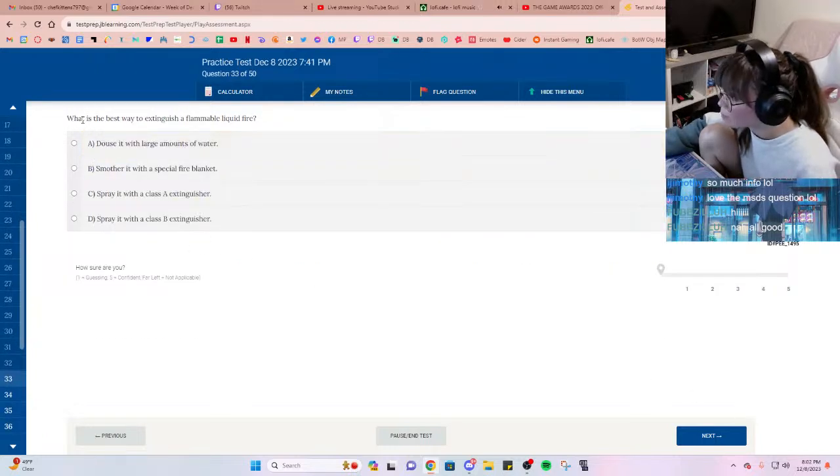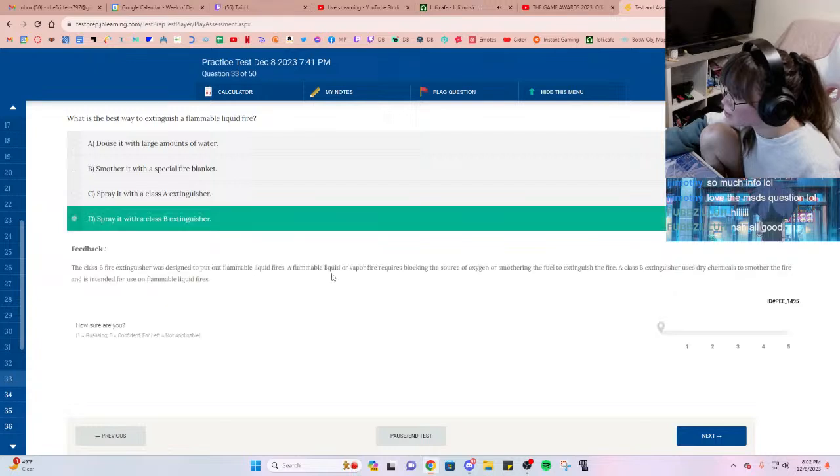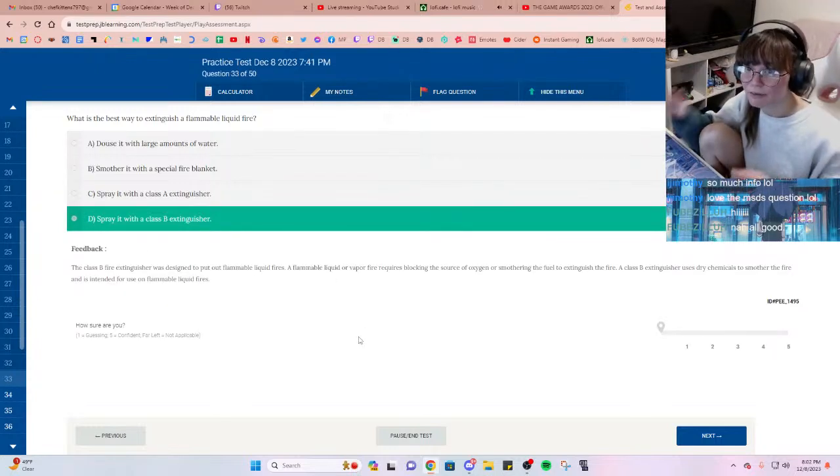Okay. What is the best way to extinguish a flammable liquid fire? Whether it was a special fire blanket, spray it with Class A extinguisher, or spray it with Class B extinguisher. Yes. Class B is flammable liquids.